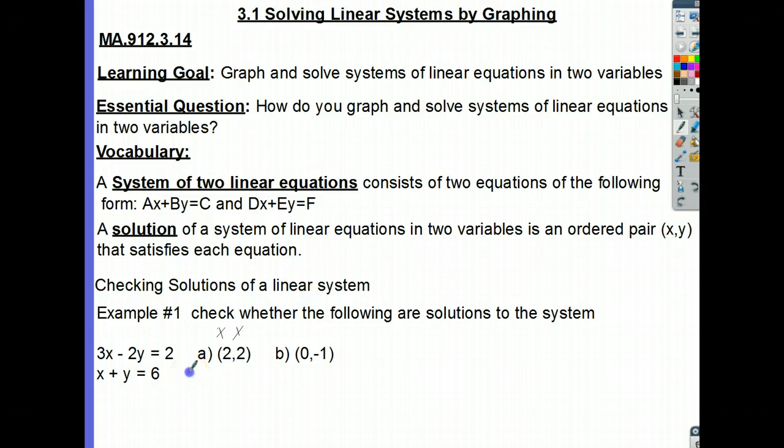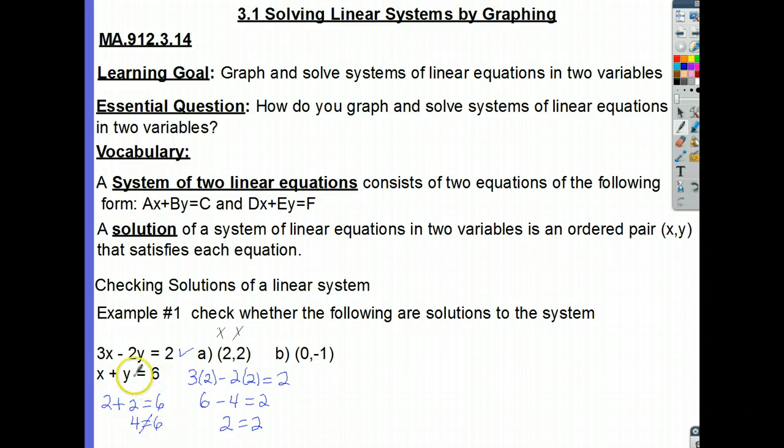So plugging into the first one, we have 3 times 2 minus 2 times 2 equals 2. Let's work that out. 6 minus 4 equals 2. Subtract, we get 2 equals 2. It satisfies the first one, check. Let's see the second one. Is 2 plus 2 equal to 6? Does 4 equal 6? Well, 4 does not equal 6.